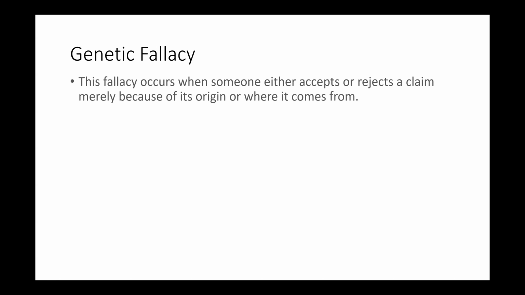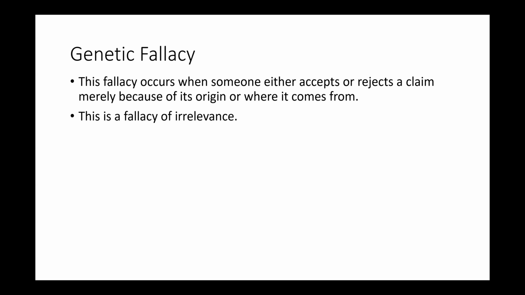So what does this fallacy say? Basically, this fallacy happens when someone either accepts some claim or rejects some claim simply because of the origin or where it came from. And here, when we're talking about the origin or where some claim comes from, we're not necessarily talking about the person that it comes from, right? So that's a different kind of fallacy. Here, it's better to think about it like the origin story, or like how did this claim develop in the first place? So again, this is a kind of fallacy of irrelevance.